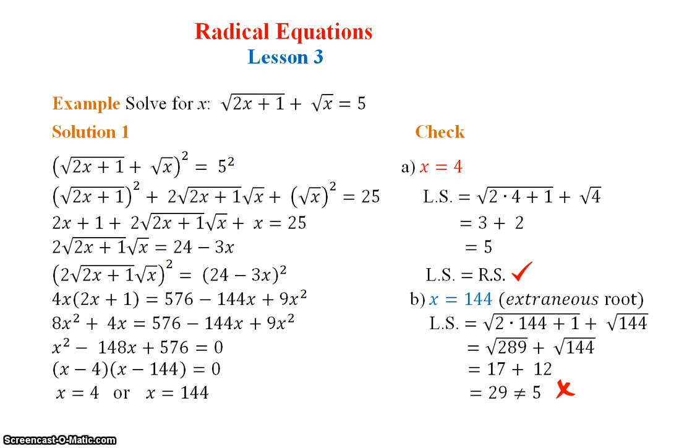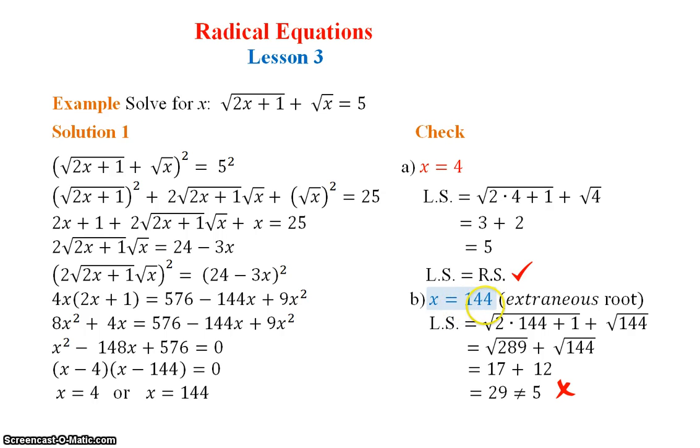When did we get this extraneous root? When did we acquire it? When we squared this equation: 2 square root of 2x plus 1 times square root of x equals 24 minus 3x. The left side of this equation is the product of three factors. Each of the factors is non-negative. Therefore, the left side is 0 or positive. It's non-negative. But if you substitute 144 instead of x into the right side, you will get a negative number.